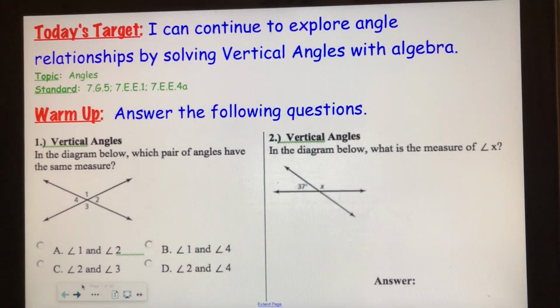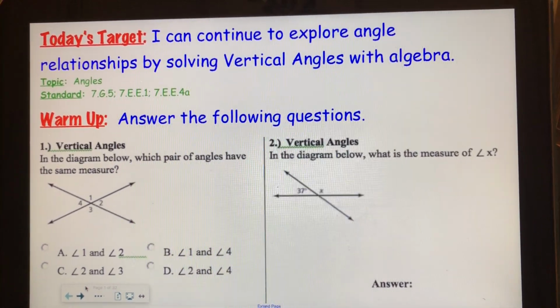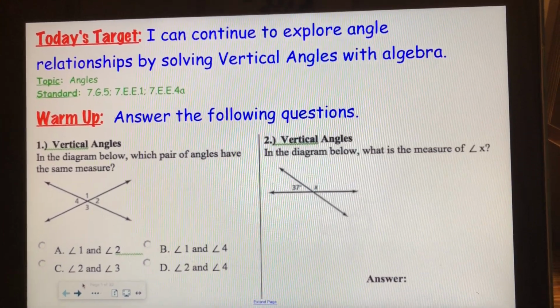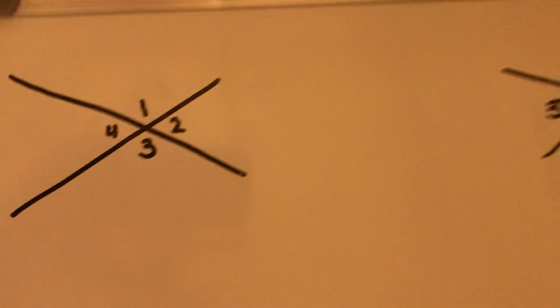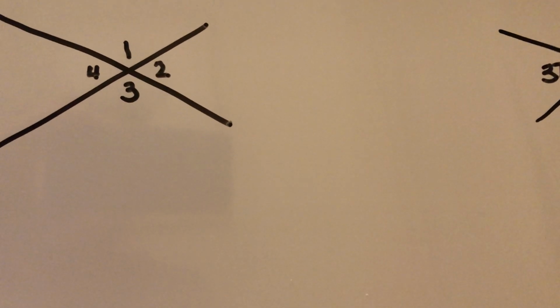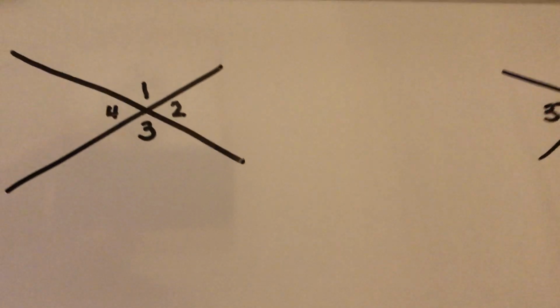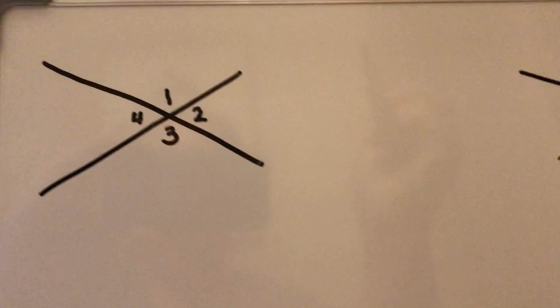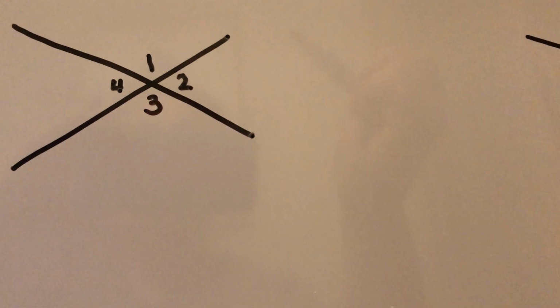It says, vertical angles in the diagram below. Which pair of angles have the same measures? So if we look at it, I have it right over here. I have this fancy board now that stands upright, except it reflects me too, I guess.